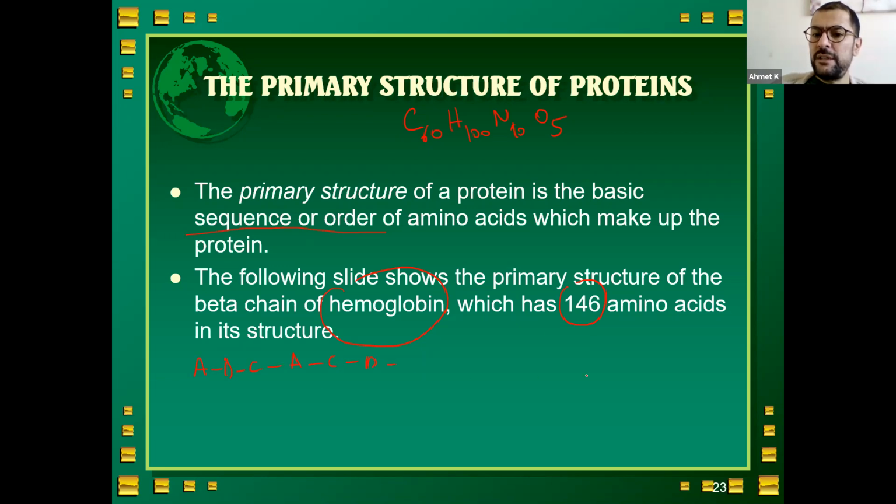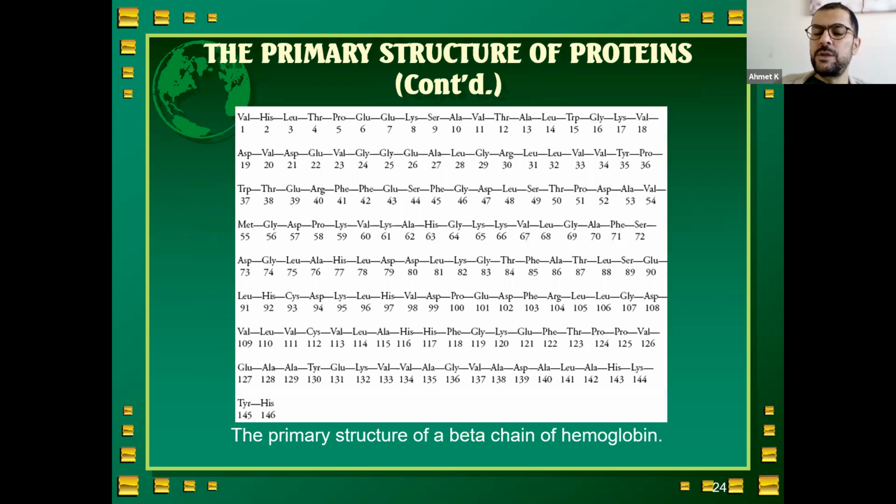Right? So there are 146 of them, and in the primary structure, I know exactly which one is attached to which one. Make sense? So this is again the structure of the hemoglobin. In the primary structure, you know the order, right? So the first one is valine, the second one is histidine, the third one is tryptophan, etc. As you can see, you know the order, right?